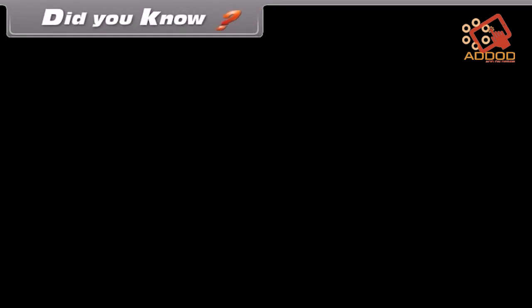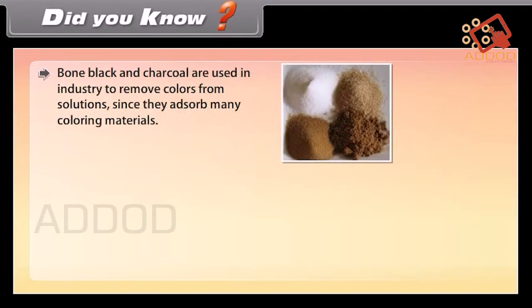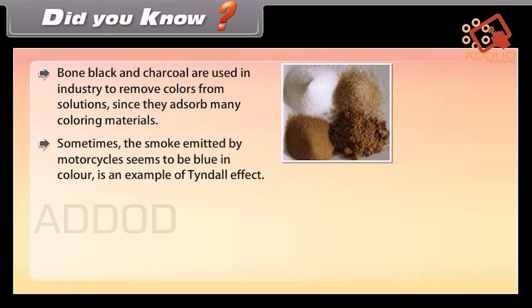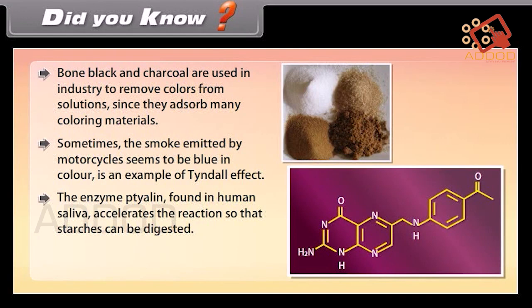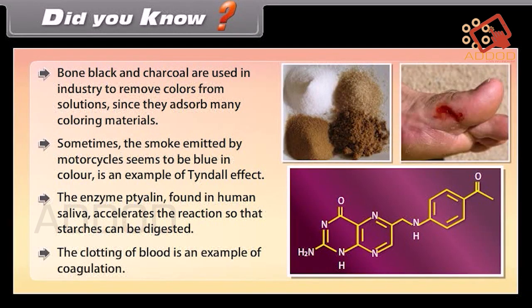Did you know? Bone black and charcoal are used in industry to remove colors from solutions since they adsorb many coloring materials. Sometimes, the smoke emitted by motorcycles seems to be blue in color, is an example of Tyndall Effect. The enzyme ptyalin, found in human saliva, accelerates the reaction so that starches can be digested. The clotting of blood is an example of coagulation.